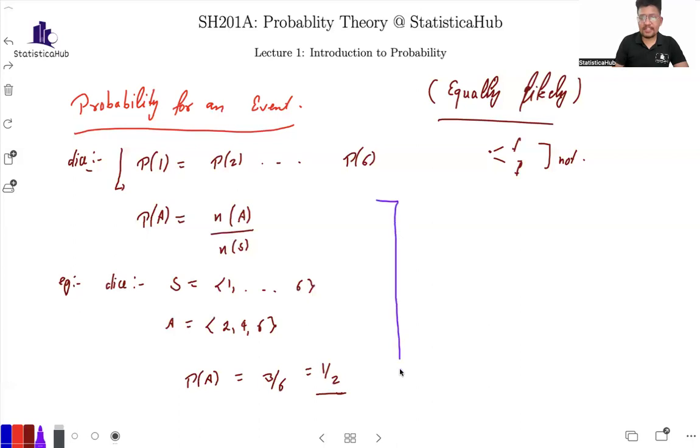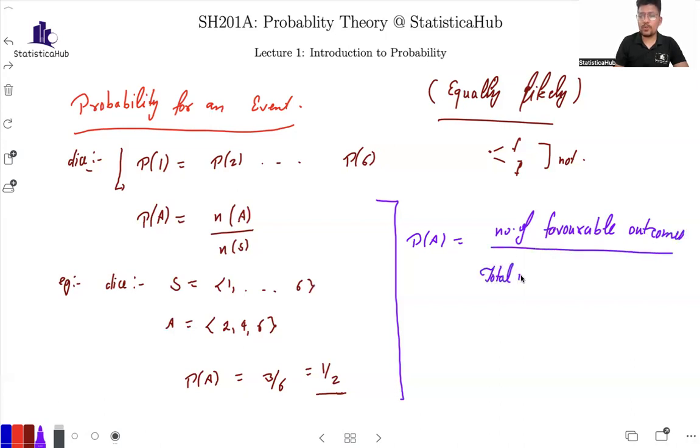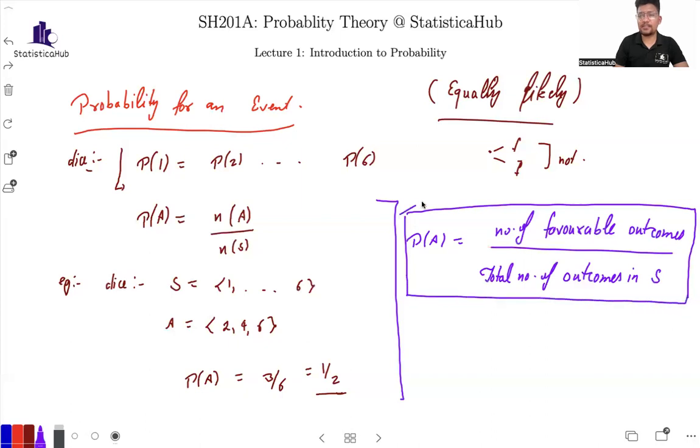Okay. Now just write the general property or the general definition. The probability of any event A will be the number of favorable outcomes or cases over the total number of outcomes in the sample space. So that's the first definition. For equally likely events, we write the probability of any event A this way. Okay, I hope that makes sense and you're able to understand the concept of probability.